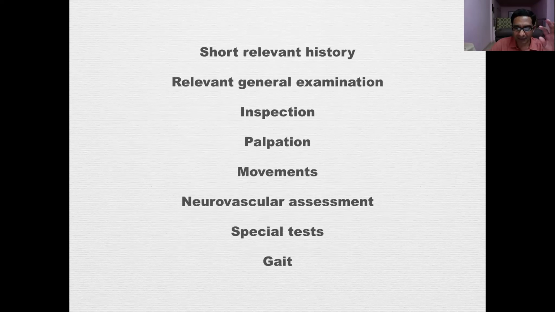So this is coming to the end of the presentation. This is just a summary. Take a relevant history, do a relevant general examination. It follows the same pattern. Measurements are probably not very important in the foot and ankle. Do an inspection, describe the deformities, palpate each part religiously. Your history points towards which area of focus of palpation you have to do.